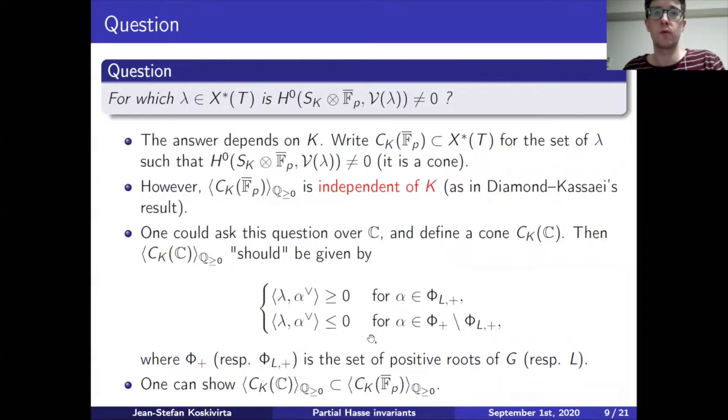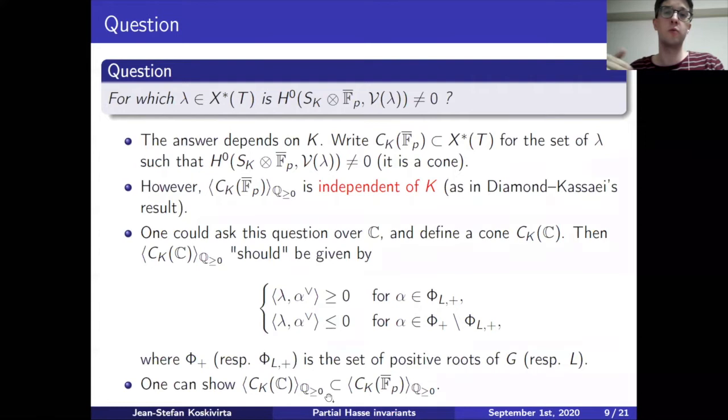but has a non-positive scalar product with respect to the other positive roots. Okay, so this is not always true. It hasn't been proved anywhere, but this is basically what we should expect. Based on results of Griffiths and Schmid, if we look at their paper, this is basically what can be extracted. Okay. And so this is a very reasonable guess. But as I said, I'm more interested in the F_p bar situation. Okay. So also we can show that the cone over the complex numbers is always contained in the cone over F_p bar. So this comes from a mod p reduction argument, basically.